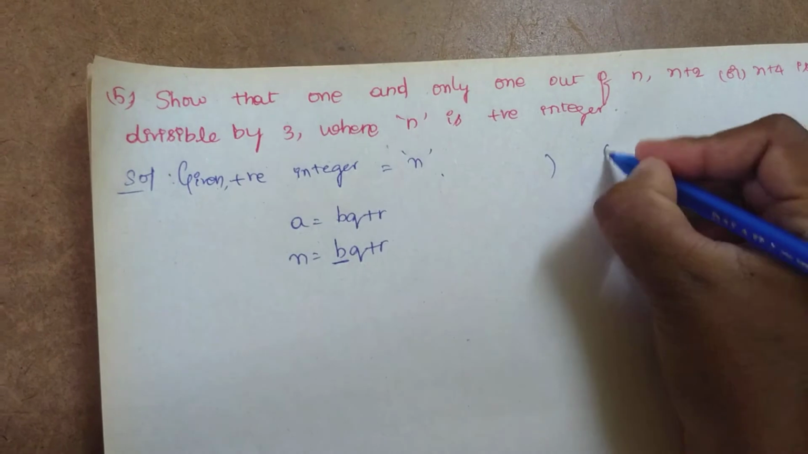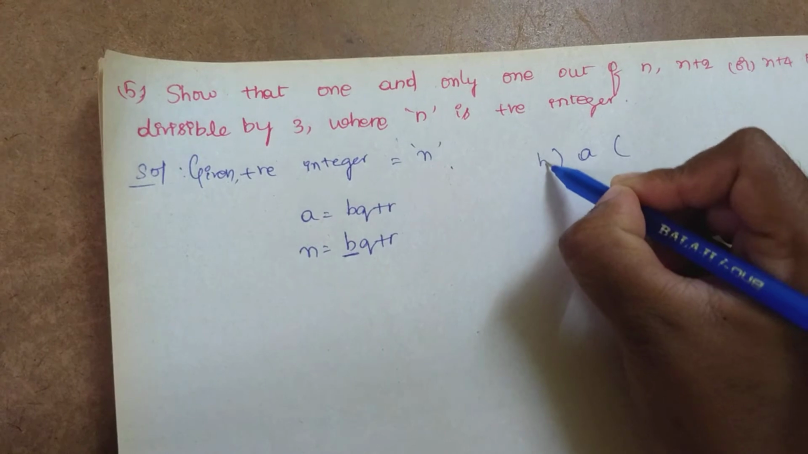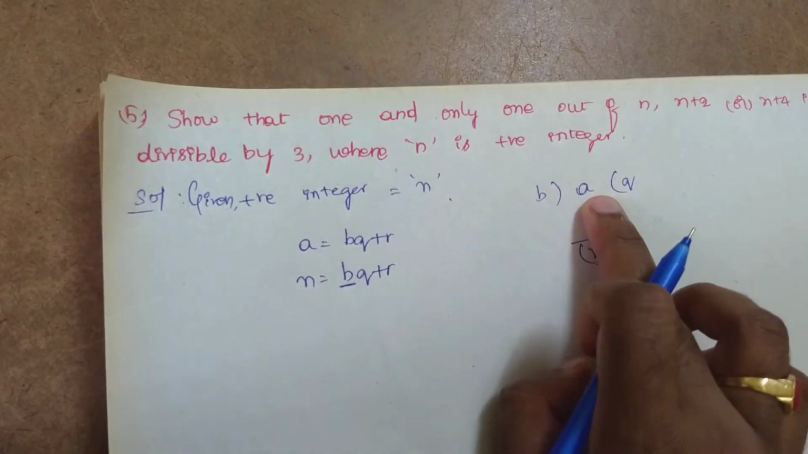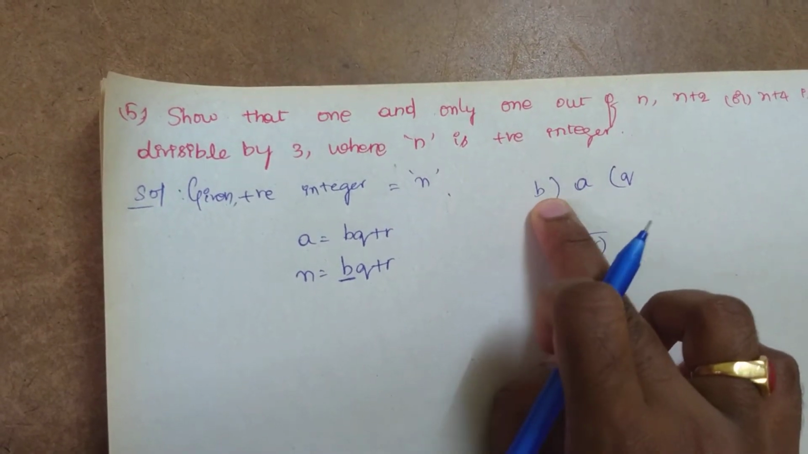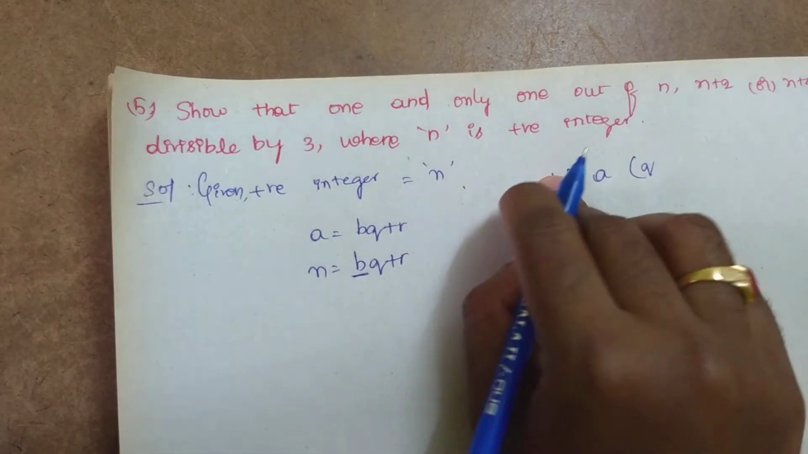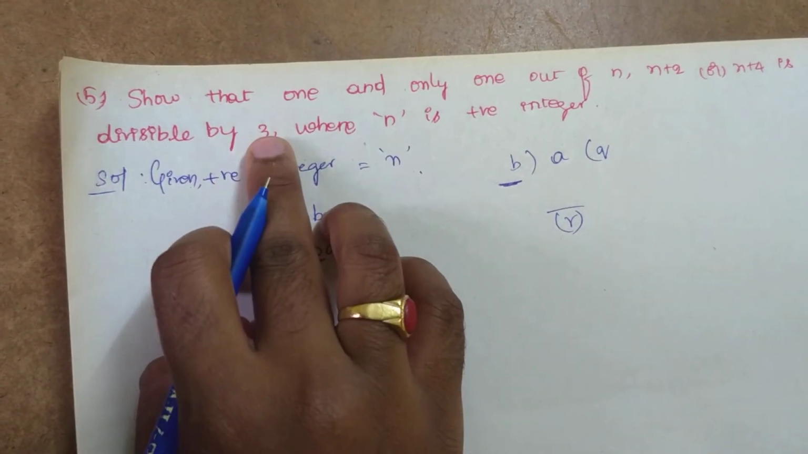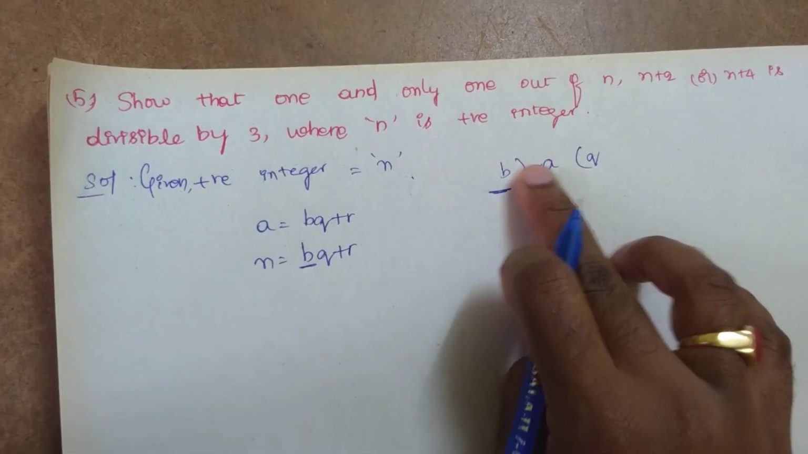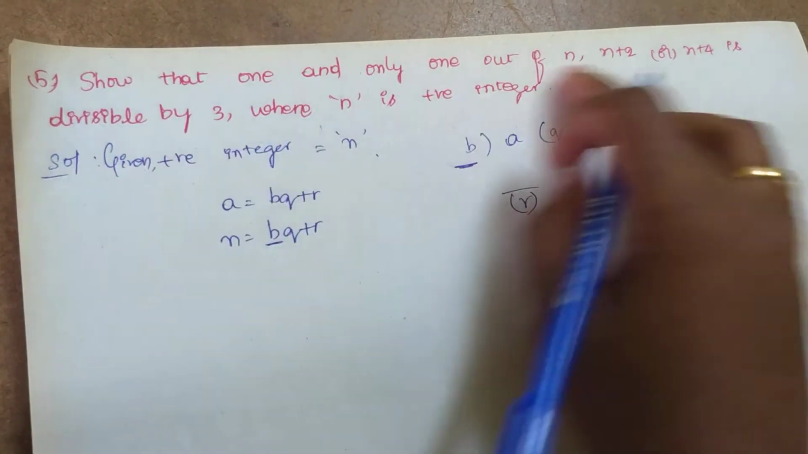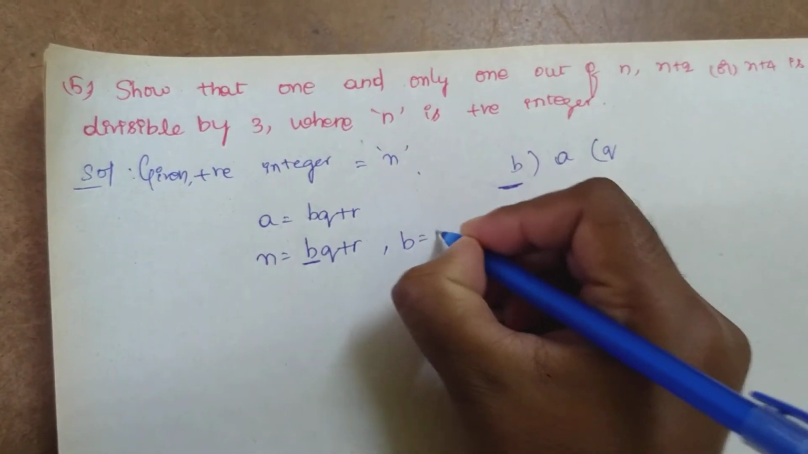Suppose a is the dividend, b is the divisor, q is the quotient and r is the remainder. Here a is divisible by b implies b is the divisor. The same has to be applied in the question also. Is divisible by 3 implies 3 is the divisor, so b is 3 here.